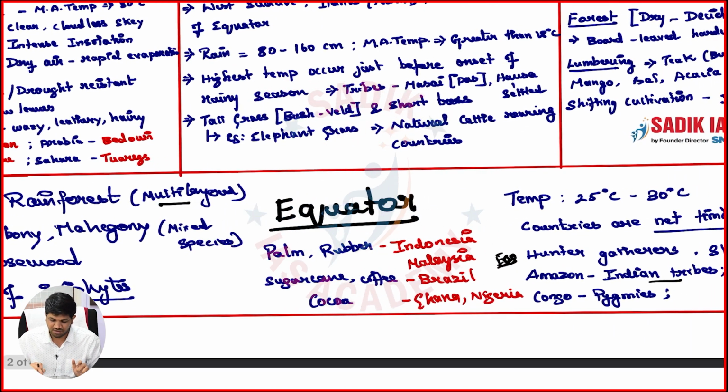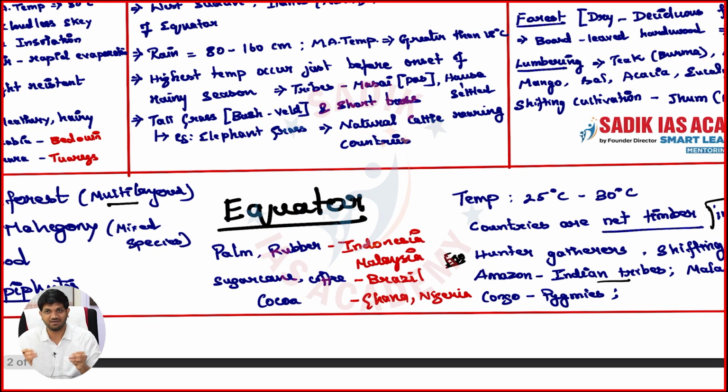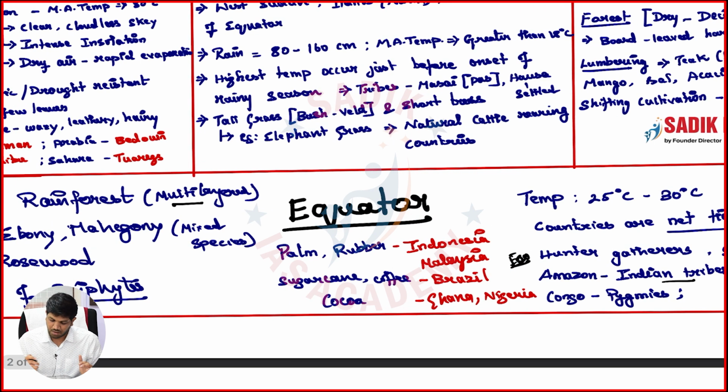The number of plantation activities: the equator is known for its plantation crops because of the colonial legacy, friends. If you see, all these countries have been colonized by European countries, and they have promoted plantation crops in various areas, like palm and rubber planted in Indonesia and Malaysia, and sugarcane and coffee famous for Brazil, and cocoa famous for Ghana and Nigeria, friends.